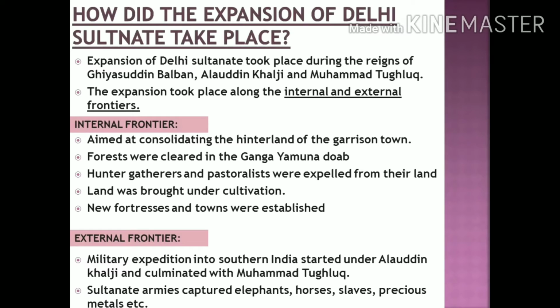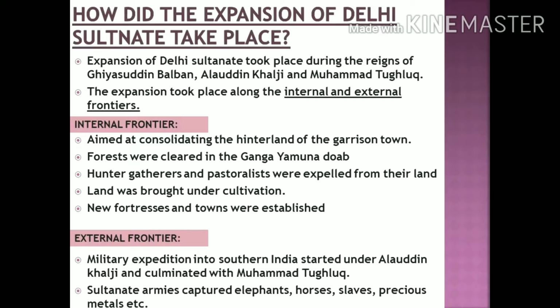यानी कि किले के आसपास के जो एरिया जो किले को goods supply करते थे, उन areas को control करना उनका सबसे पहला aim बना. And then they even got the forests cleared between the areas of Ganga and Yamuna rivers. और जब जंगल खाली कराए गए, तो उस जंगल में जो लोग रहते थे, that is the hunters, gatherers, the pastoralists, they were all removed, they were all expelled from their land.